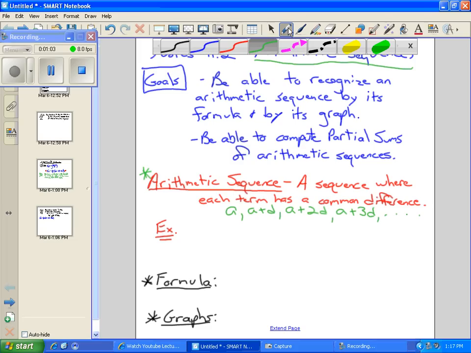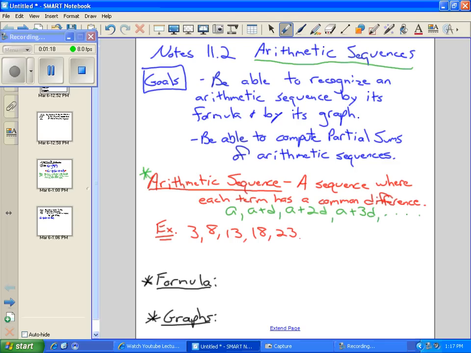So let me show you a real example here. We got 3, 8, 13, 18, 23, and that would continue on. You can look at that and see what the common difference is. Between each number, we're going up by 5s. We're starting at 3 and we're going up by 5 every single time.